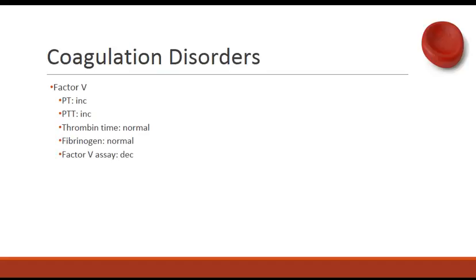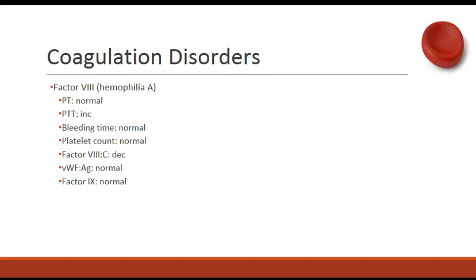Okay, factor 5, it's in the common pathway. They're both increased. The factor 5 assay is decreased. Factor 7 is in the extrinsic pathway, and the PT tests for that pathway. So the PT is going to be increased and the PTT is going to be normal.